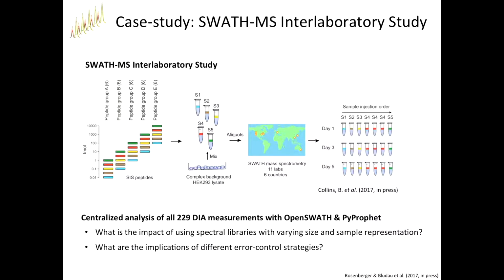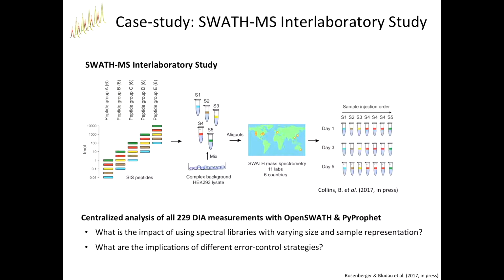And to show you the effect of these different error control strategies, I want to show you one case study which we used in the lab to evaluate all of these, which is the SWATH-MS Interlaboratory study. It's not important in this context to understand exactly the complex setup of the study, but what's important is that the same HEK-293 cell lysate was analyzed across multiple labs, and in total this resulted in 229 DIA measurements of the exact same HEK-293 cell lysate, and this was centrally analyzed with OpenSWATH and the new PyProphet.